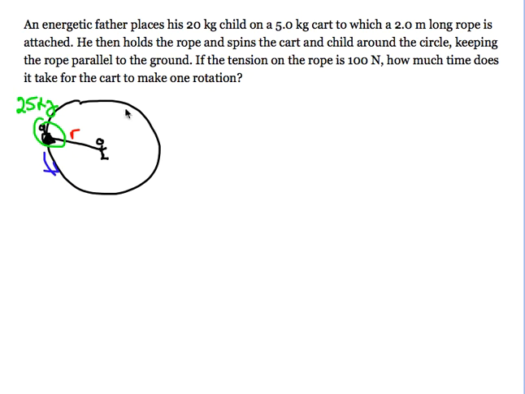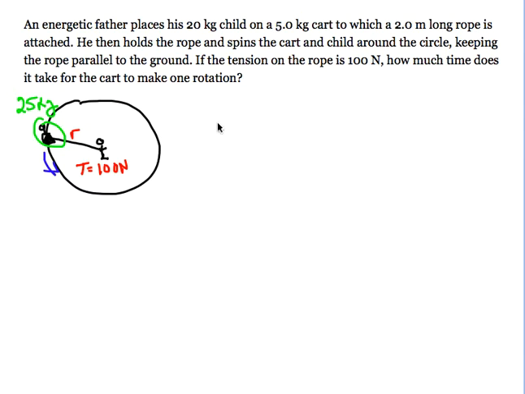And we know the tension on the rope too, so the tension, big T, on the rope is 100 newtons. That's the force keeping this kid in circular motion. So it's asking us how much time it takes for the cart to go around the circle.